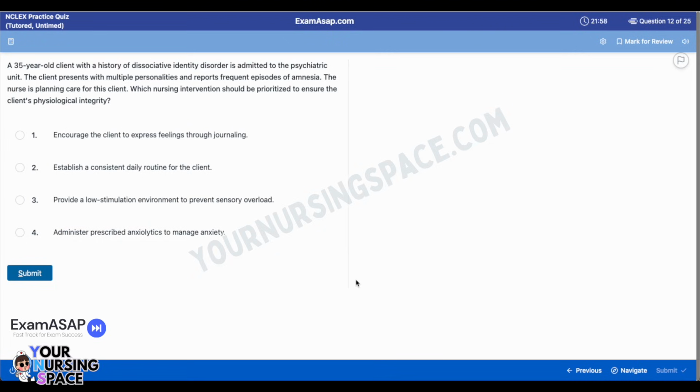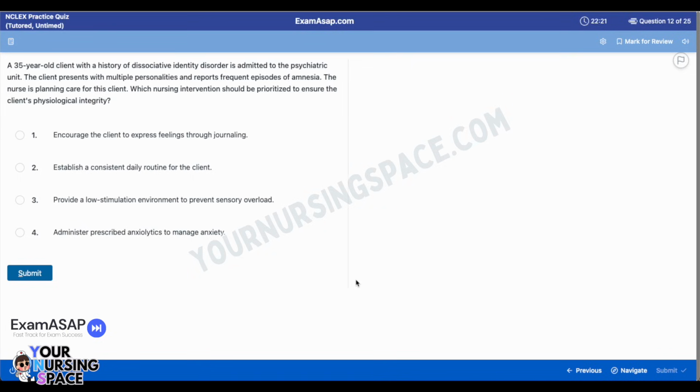A 35-year-old client with a history of dissociative identity disorder is admitted to the psychiatric unit. The client presents with multiple personalities and reports frequent episodes of amnesia. The nurse is planning care for this client. Which nursing intervention should be prioritized to ensure the client's physiological integrity?